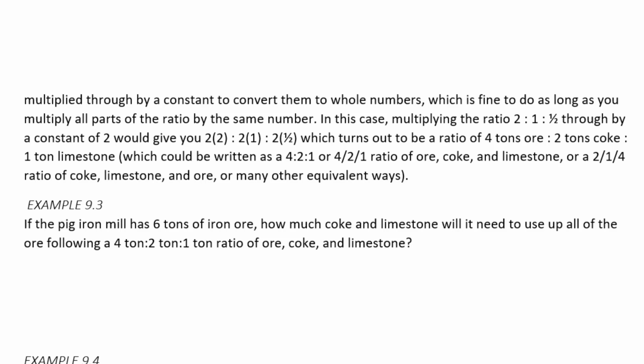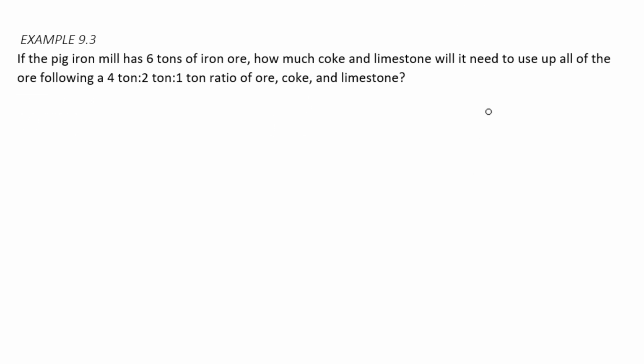Let's look at example 9.3. If the pig iron mill has 6 tons of iron ore, how much coke and how much limestone will it need to use up all of the ore following a 4-ton to 2-ton to 1-ton ratio of ore, coke, and limestone? In example 9.3, there are 2 things we're trying to determine.